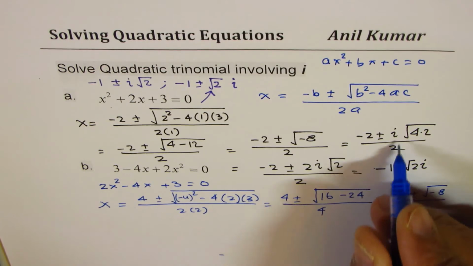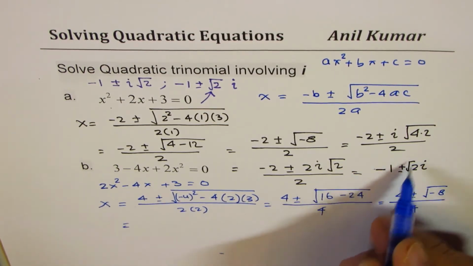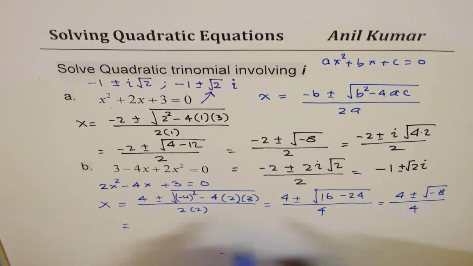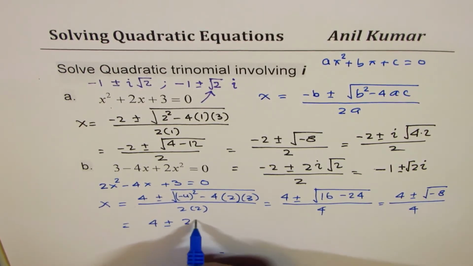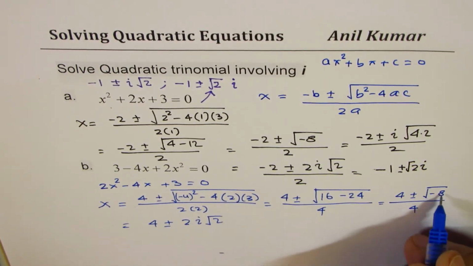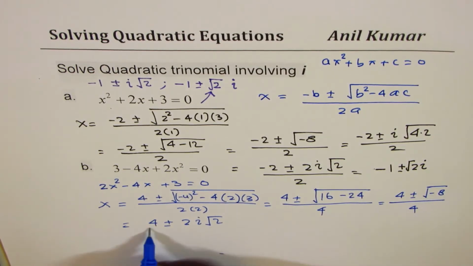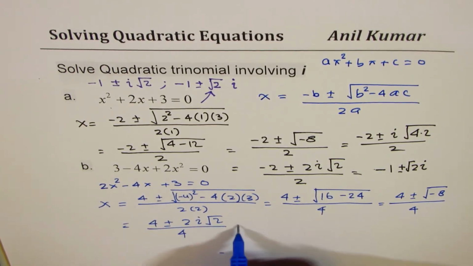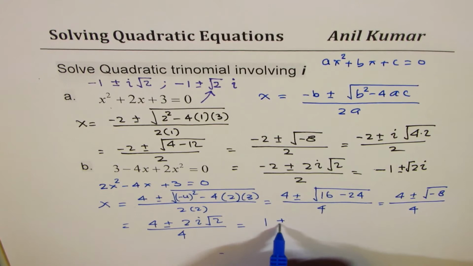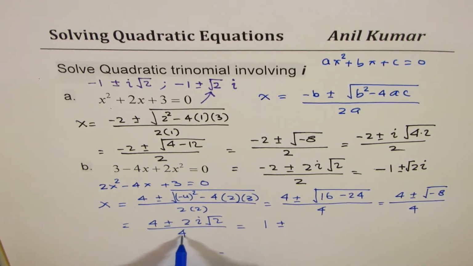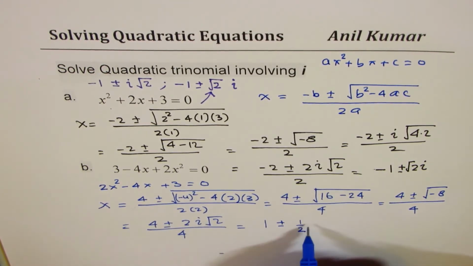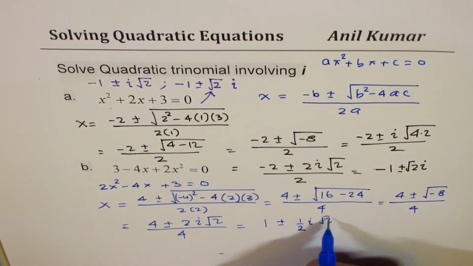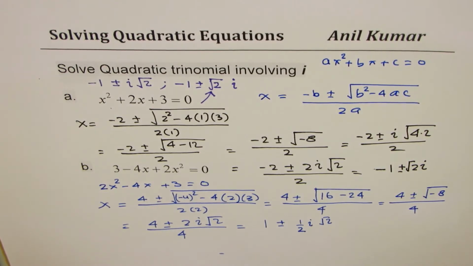Similar to what we did earlier, so I need not show you the detailed calculations. I can write this as 4 plus minus 2i square root 2, right? 4 times 2 is 8, divided by 4. So it gives me 1 plus minus 2 divided by 4, which is half. Okay, so I could write this as half, and then i square root 2. In fact, this is a better answer to write.